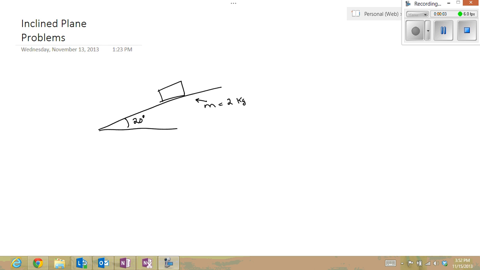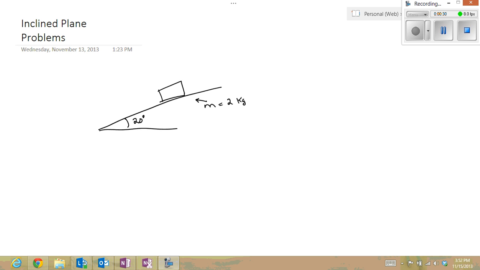I'm going to go through how to solve an inclined plane problem, one of the classic problems in forces and physics. So here we have a 2 kilogram block resting on an inclined plane at an angle of 20 degrees. I'm going to solve this problem without friction. So we'll assume that the plane is really slippery, frictionless, and we're looking for the acceleration down the plane.